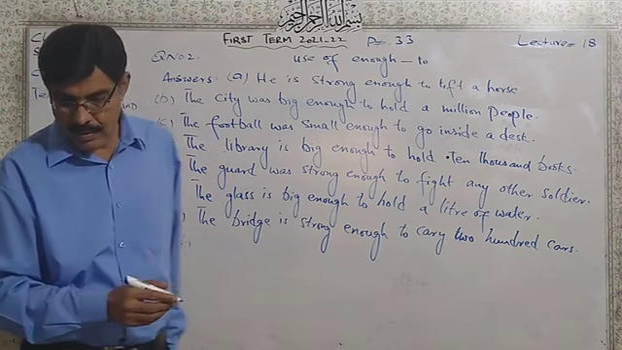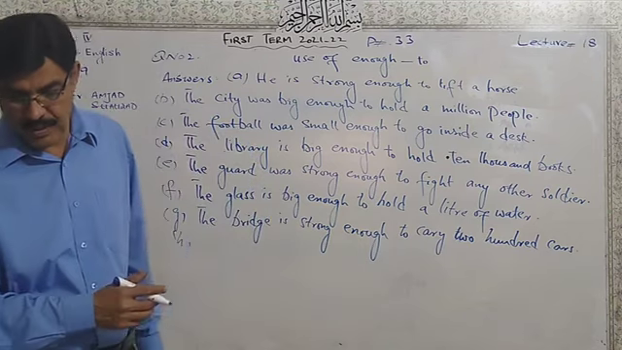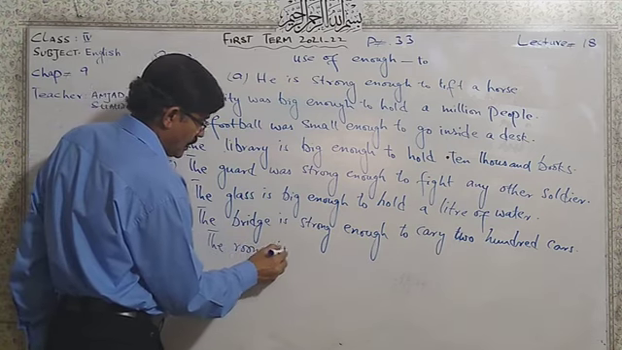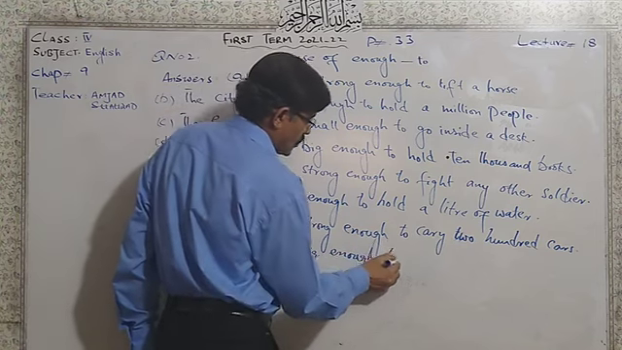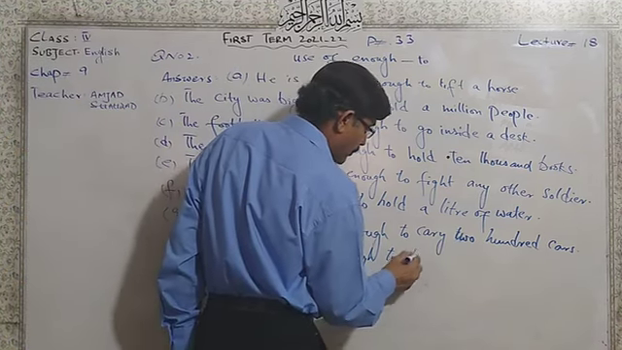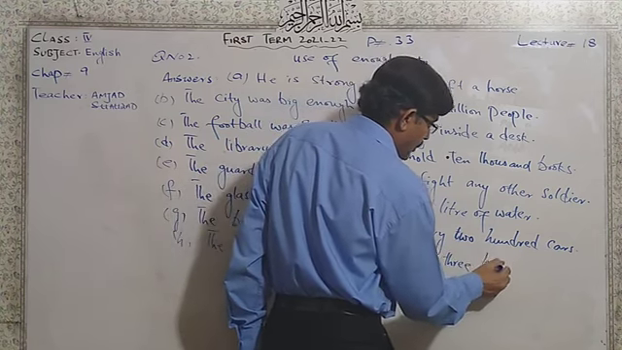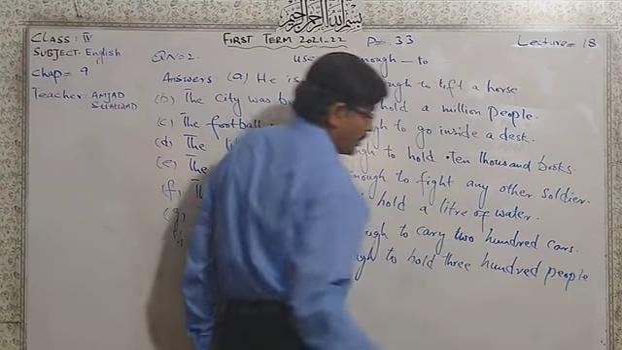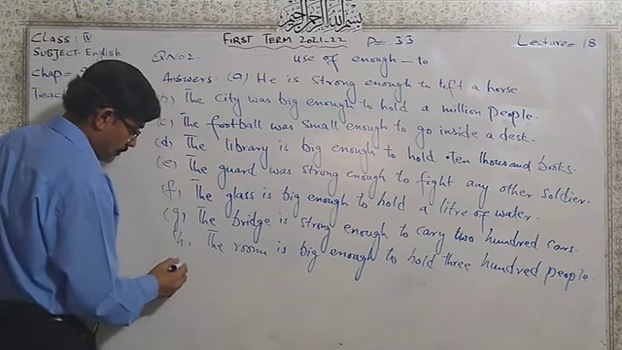H. The room is very big. It can hold 300 people. The room is big enough. The room is big enough to hold 300 people. To hold 300 people. The bow is strong enough.